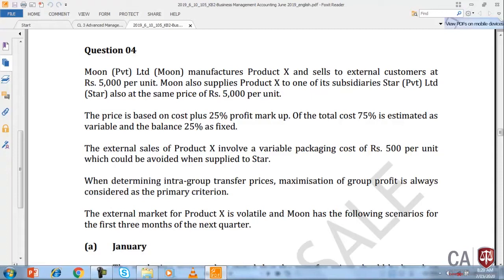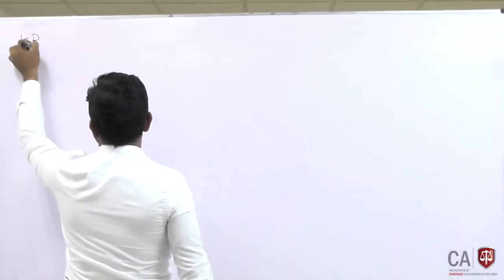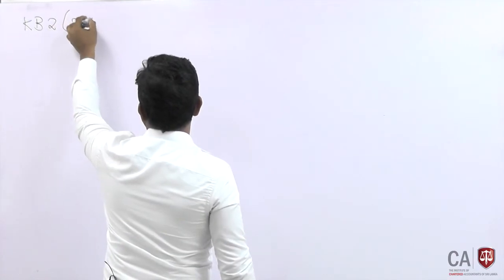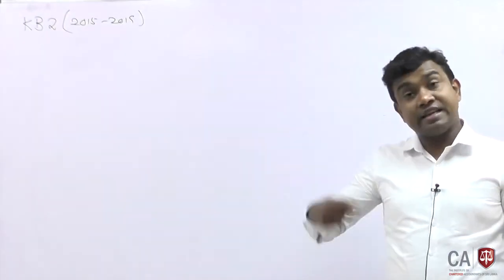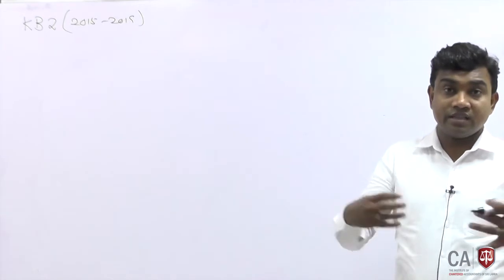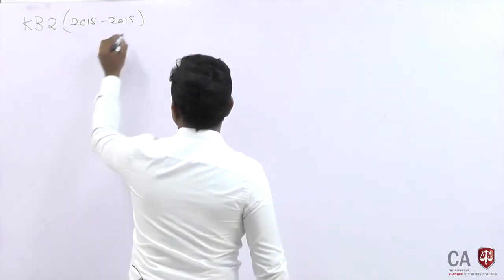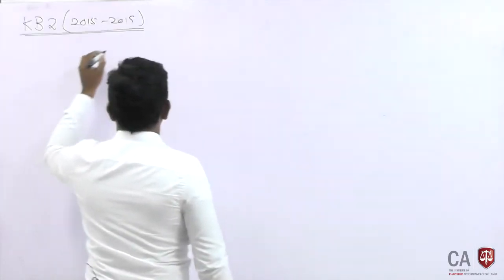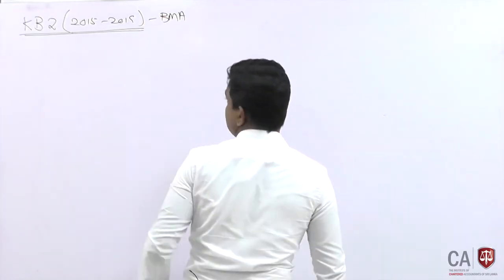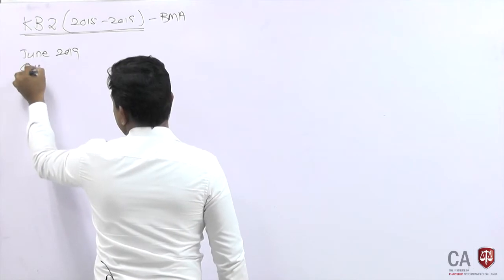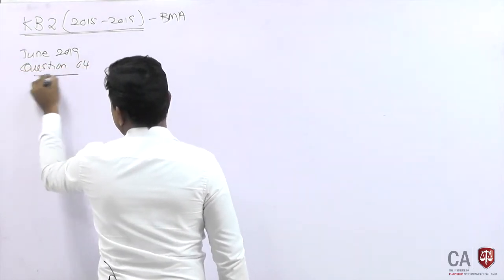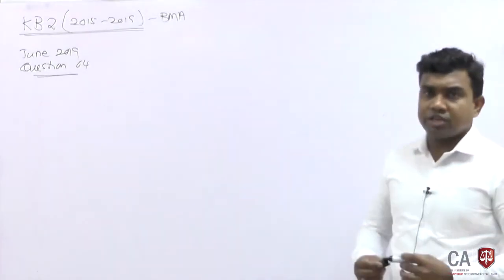Right, now we are moving into a past paper question on transfer pricing. I have selected a question from the KB2 subject, the 2015-2019 syllabus. The level is business level in that syllabus. Now we are in corporate level in the new syllabus. Therefore, the previous syllabus, KB2, Business Management Accounting, BMA. I have selected the June 2019 paper, question number 4.